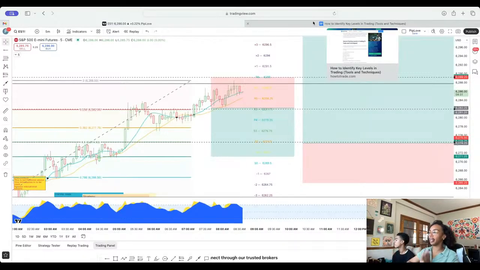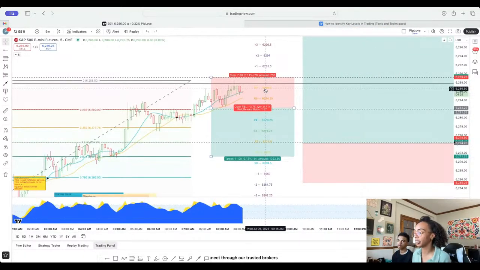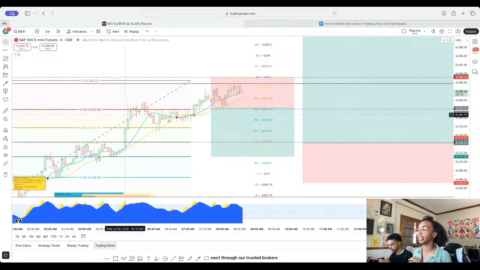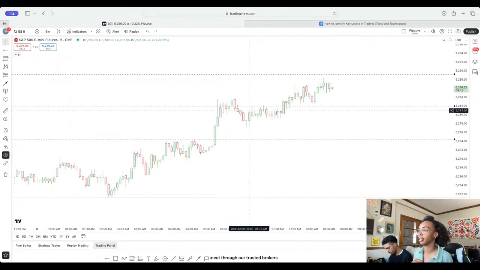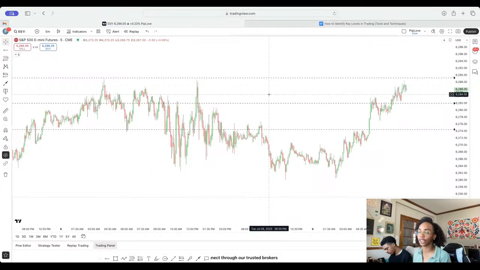Alrighty, so key levels. So in trading, there are price zones that the market reacts to by either reversing, consolidating, or accelerating, right? And these levels, they're not just lines on the chart. Let me go ahead and zoom out. They're not just lines on a chart, right?